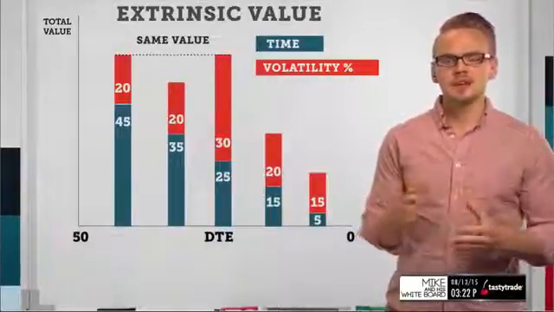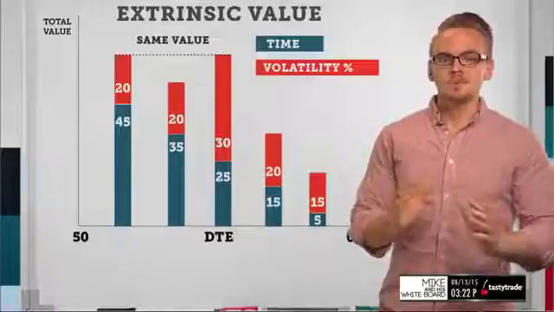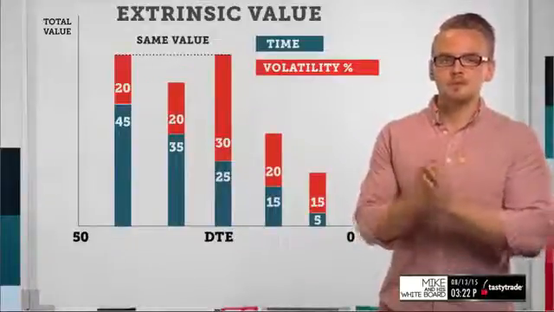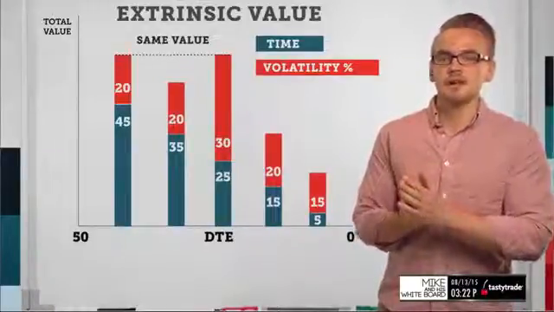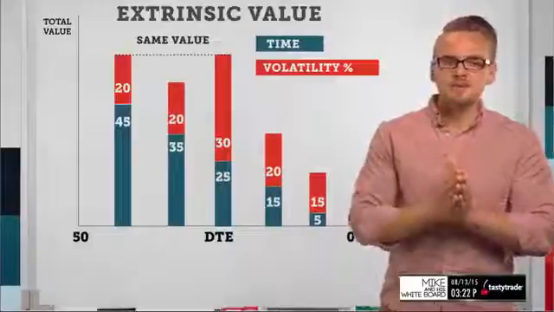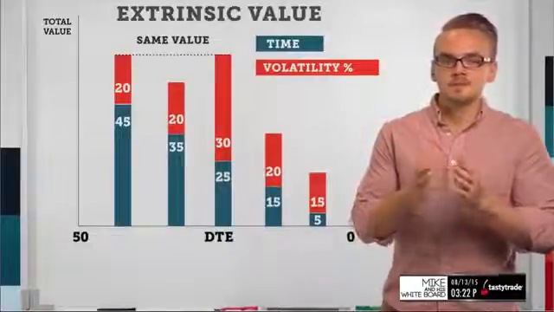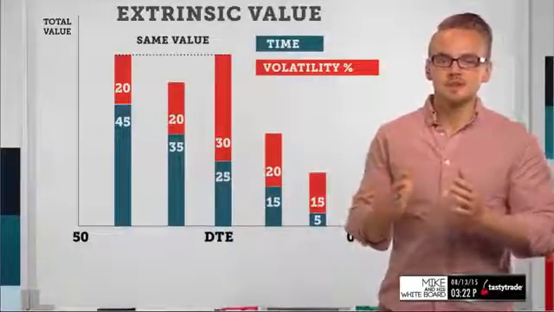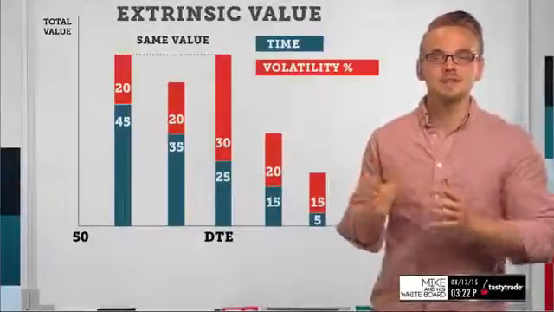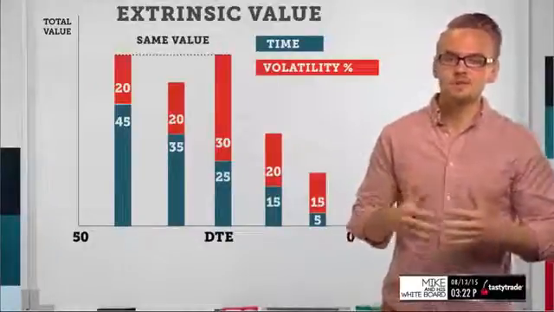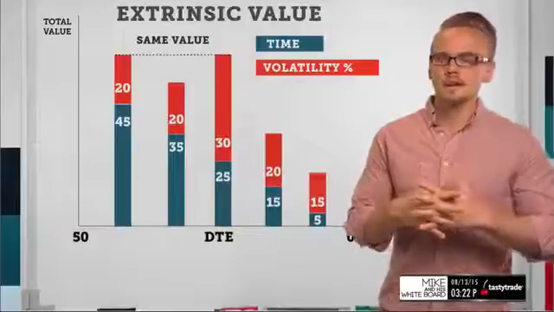So when we were talking about intrinsic value yesterday, we can easily see that premium equals intrinsic plus extrinsic value. But when you're looking at extrinsic value, it's really hard to say time plus volatility value equals extrinsic value. It's hard to calculate because those two go hand in hand.